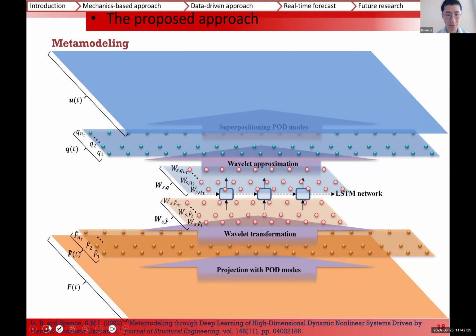We take this as the input to the long short-term memory neural networks to predict the wavelet coefficients of my reduced output. After that, we use the wavelet approximation to approximate my reduced outputs. Okay, and now we can perform superposition of our POD modes to approximate our high-fidelity, high-dimensional response. So here is the entire process that we have.